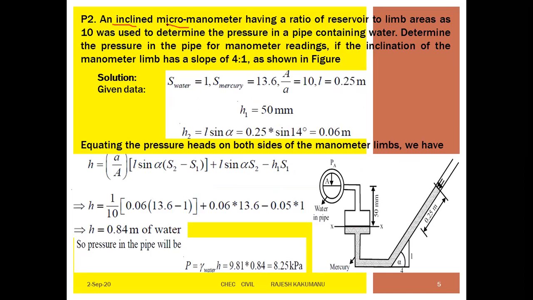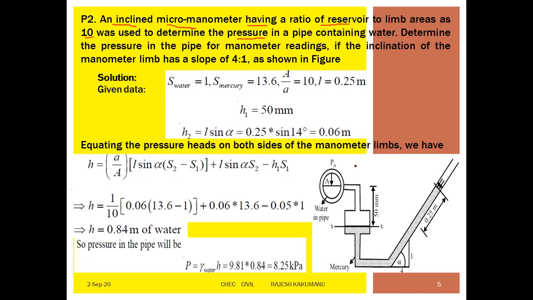An inclined micromanometer having the ratio of reservoir to limb areas as 10 was used to determine the pressure in the pipe, so we have to find the pressure in the pipe containing the water. Determine the pressure in the pipe for the manometer readings if the inclination of the manometer is 4:1. So here the ratio is given as 4:1, as shown in the figure.